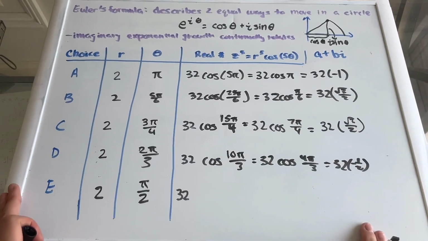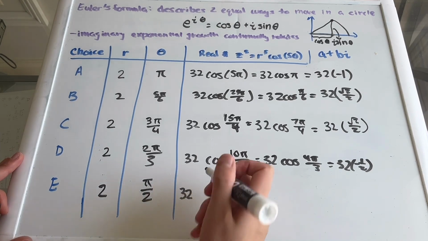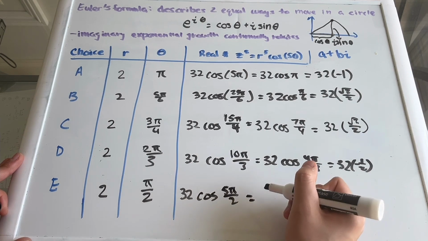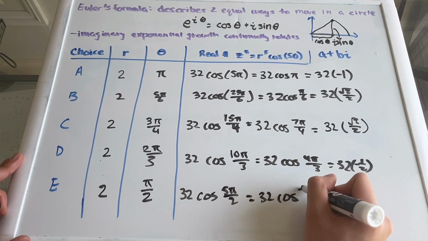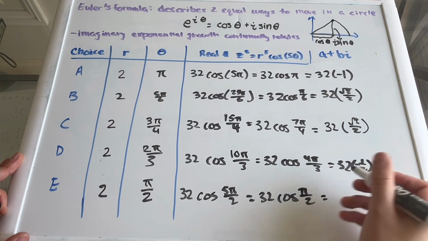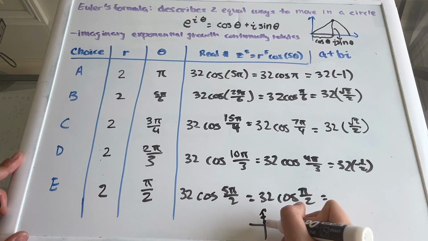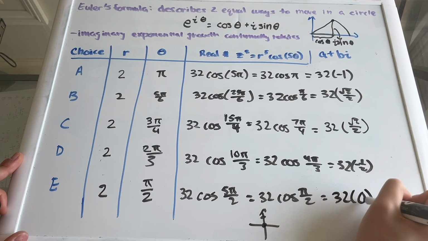Now, moving on to the last one, we get 32, and then cosine of 5 pi over 2, minus one circle, which is 2 pi. We get 32 times cosine of pi over 2, and we know that cosine of pi over 2, here's pi over 2, so cosine 0, the x value is going to be 0. So this is going to be 32 times 0.